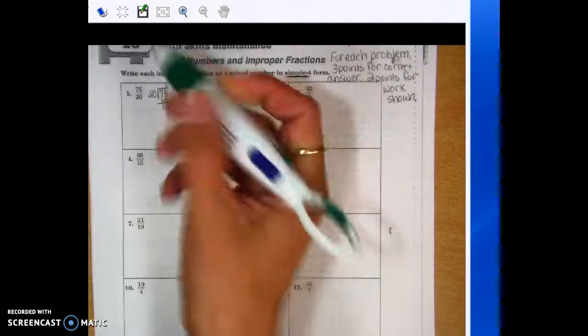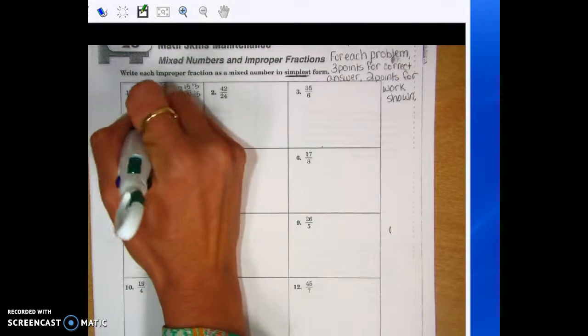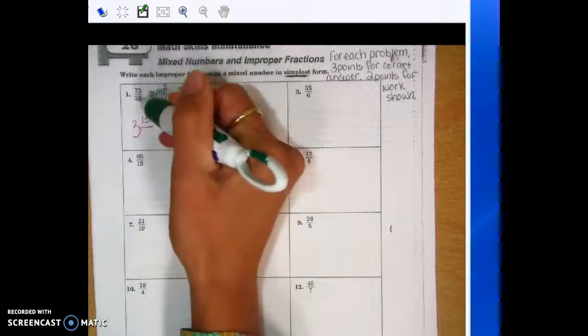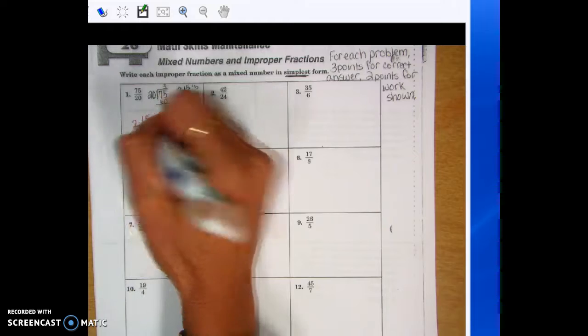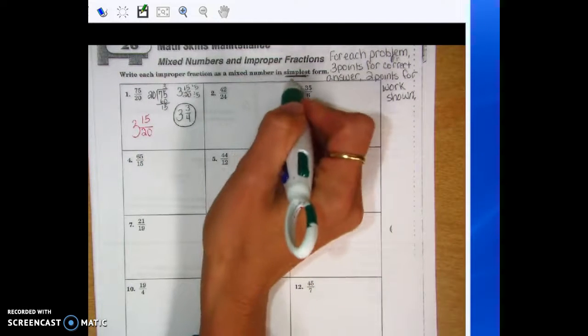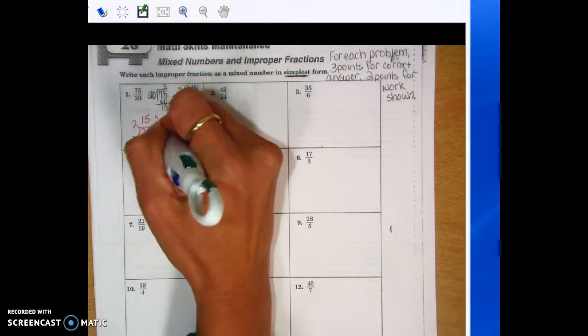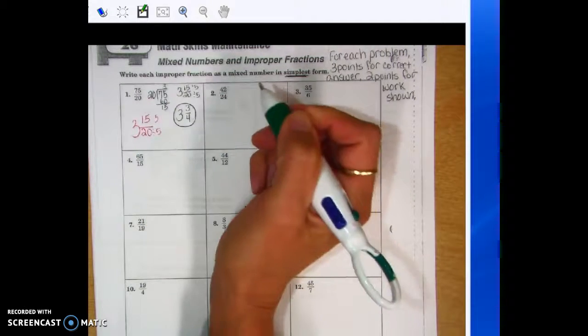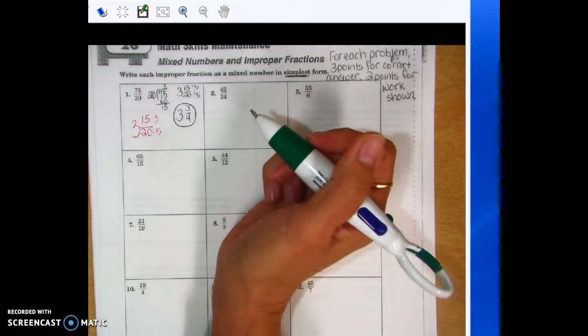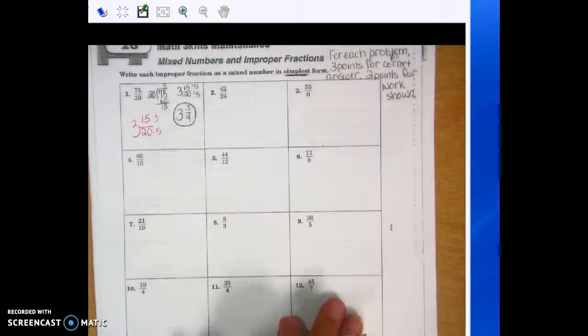So I write it as 3 and 15, and the denominator stays the same, which is 20, but I have to do it in simplest form. So 15 over 20, I can divide both of those by 5, which gives me 3/4. So my answer would be 3 3/4. Okay, let's try another one.